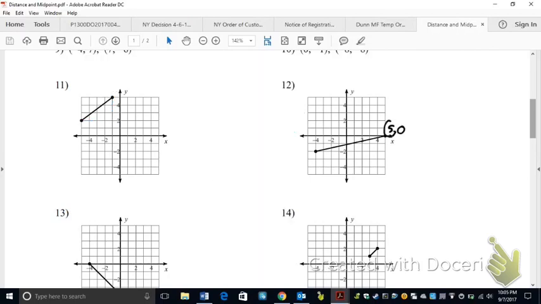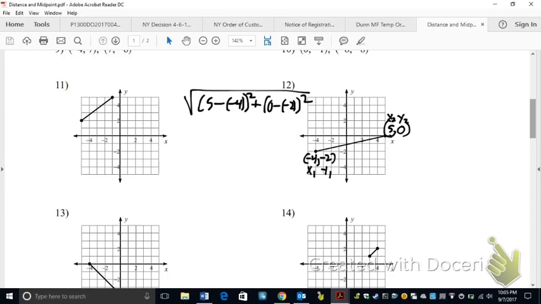So let's look at number 12. We got 2 points here, 5, 0, and negative 4, negative 2. In general, I tend to go left to right in labeling x1, y1, x2, y2. So then when we plug it into our distance formula, we go x2, 5, minus x1, negative 4. So we have 5 minus a negative 4, squared, plus y2, 0, minus negative 2 squared.